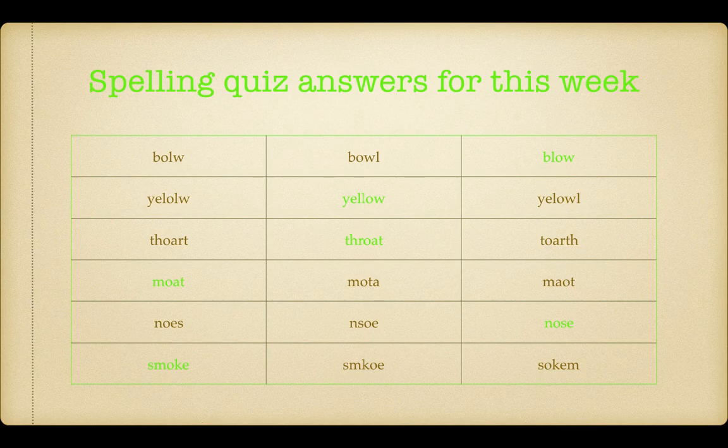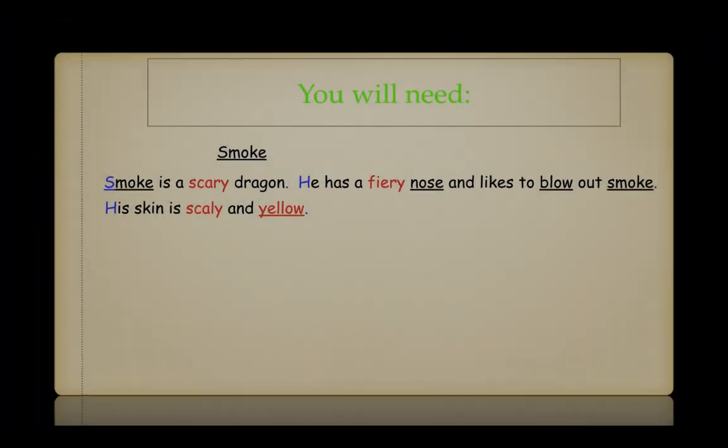Brilliant work if you were able to get 6 out of 6, or even 5 out of 6. So one thing we need to do is practice our spelling and remember our sound of the week, which will help you to work out how the words are spelt. So let's move on now to the next step.